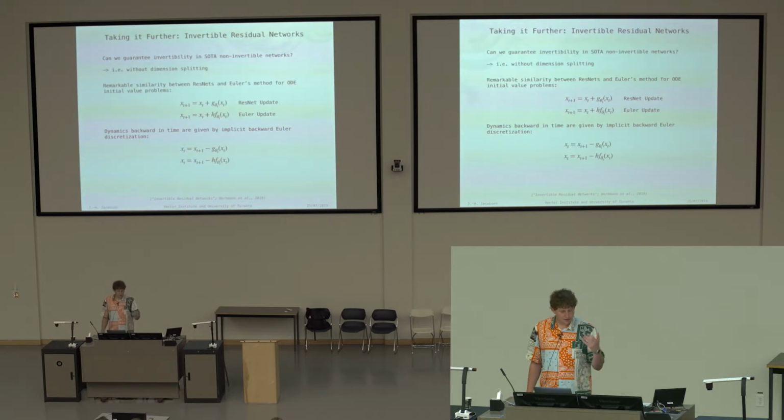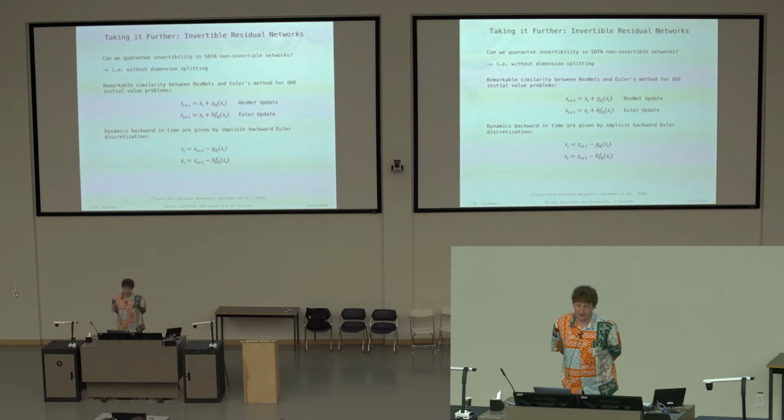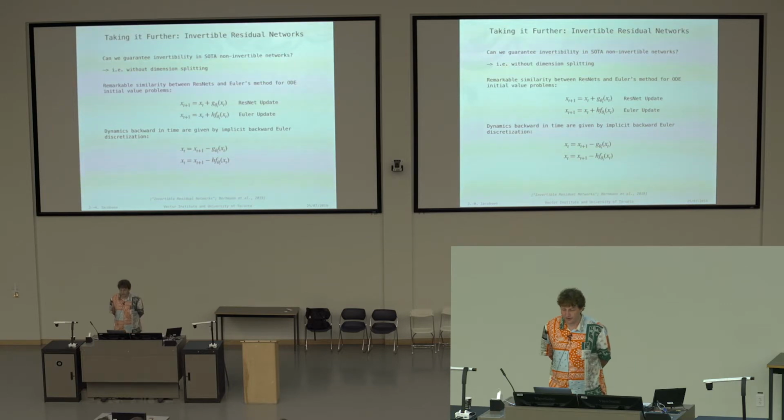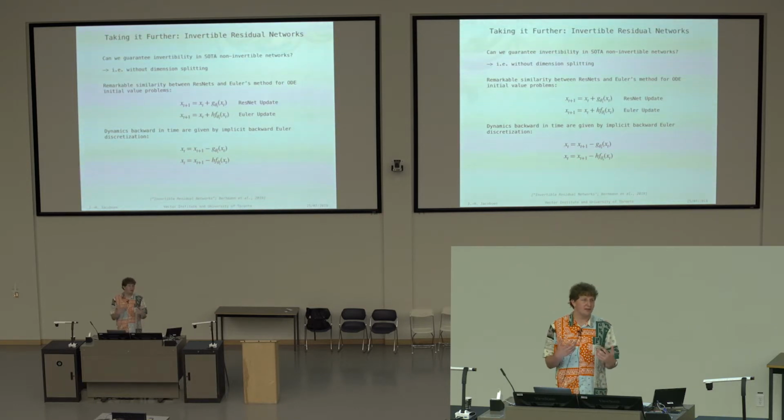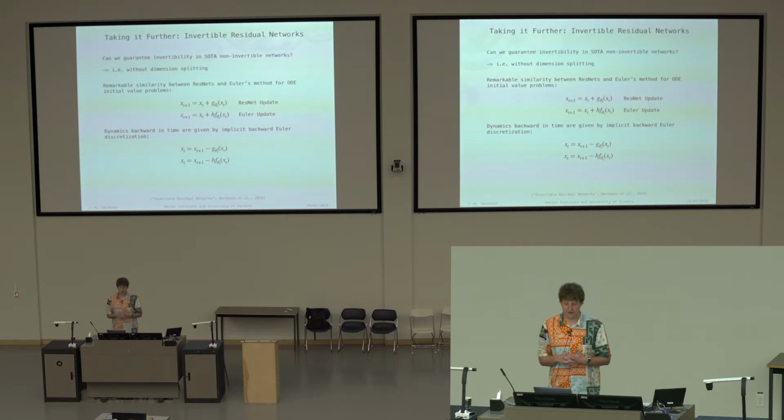So another question is, can we take it even further? There was a paper called Invertible Residual Network, which asked if we can guarantee invertibility in state-of-the-art non-invertible networks. That means basically without any dimension splitting. Can we get all these properties? Because the dimension splitting has been shown to be very important, it would be nice to get rid of it altogether. There is a remarkable similarity between ResNets and Euler's method for ODE initial value problems.